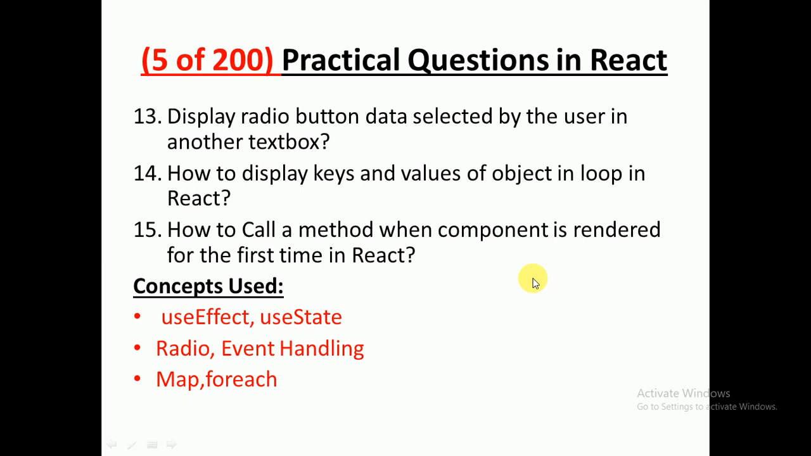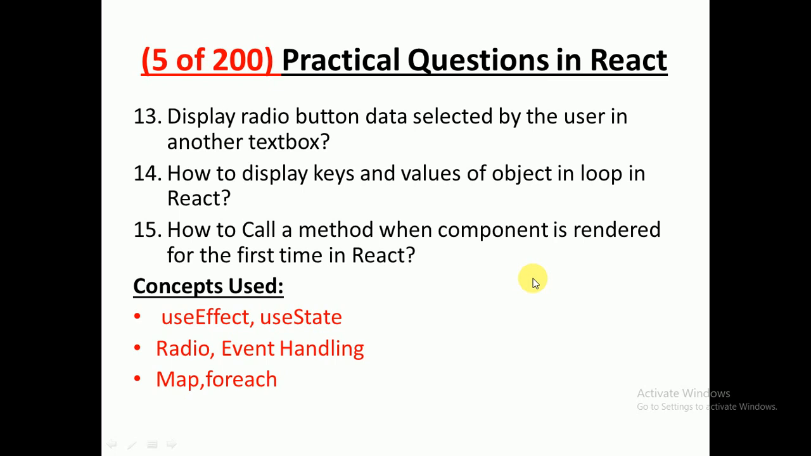And here first we are going to see, let us suppose we have some array of data and you want to show that using radio buttons, and once the user clicks on that radio button, you want to show the data selected by the user in the text box or anything. How to do that? So the next one is, you have some object, and that object consists of key value pairs, and you want to loop that object and display that to the user.